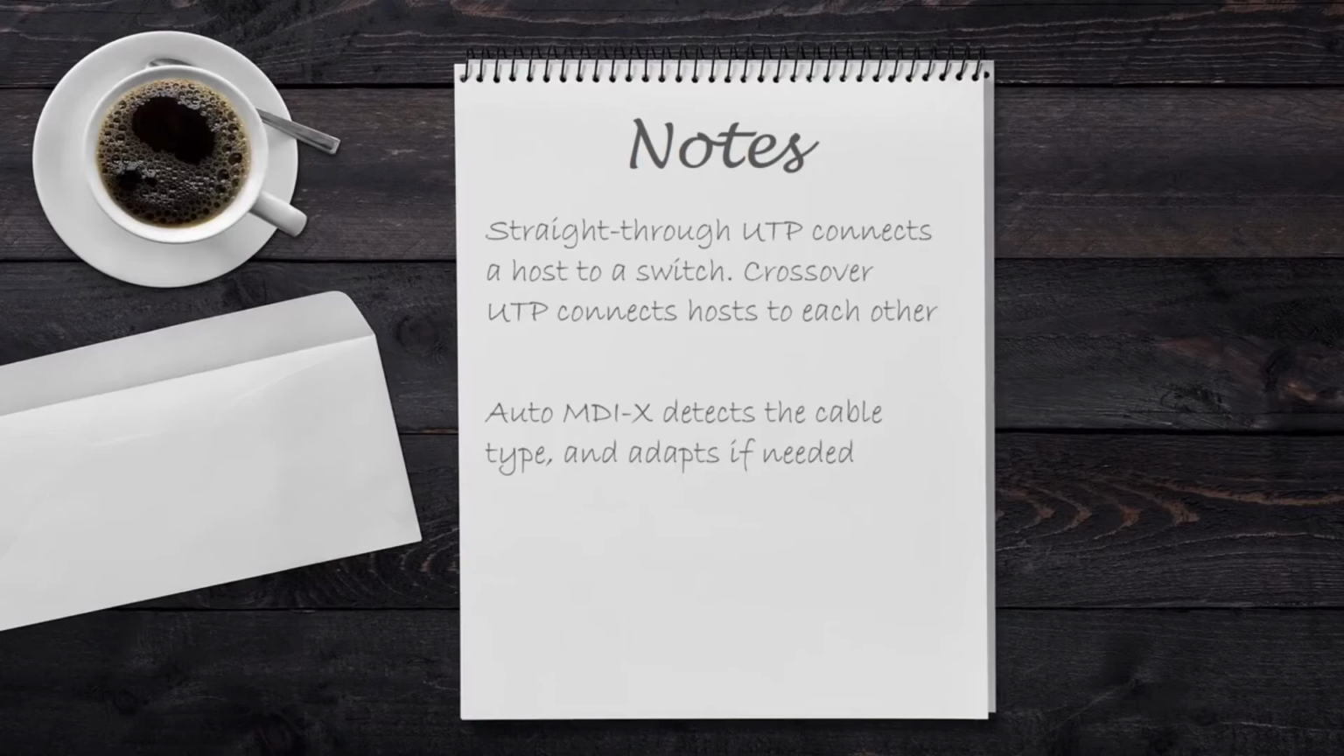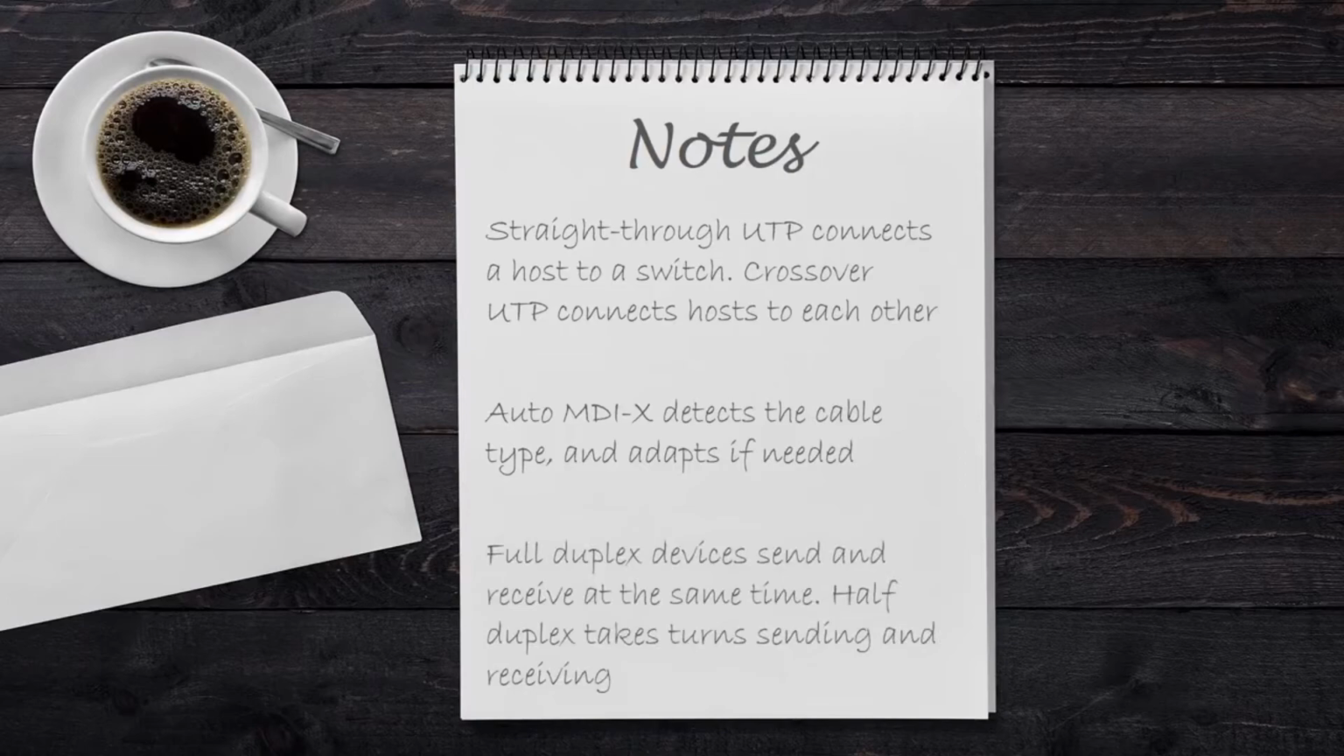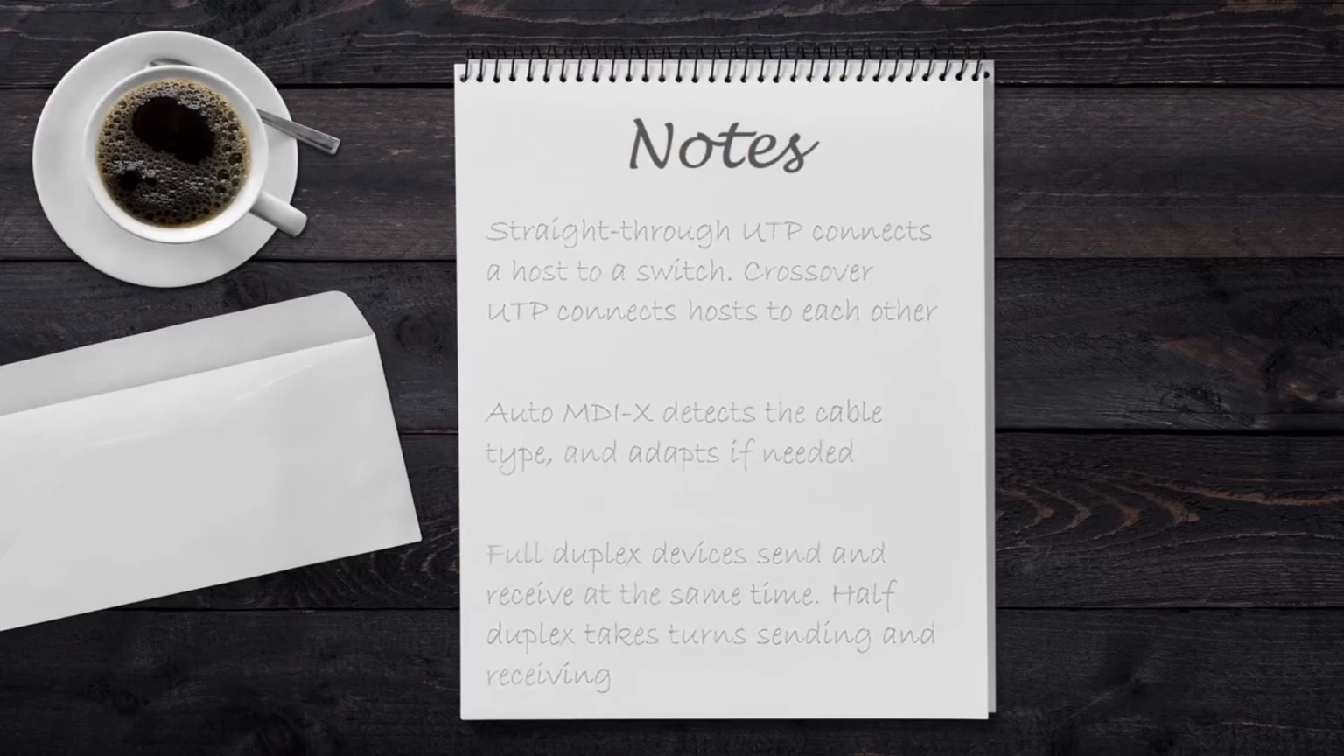A full duplex device can send and receive at the same time. A half duplex device can only do one at a time. An example of this can be found in fiber cabling. Dual-core fiber is full duplex. Single-core is half duplex.